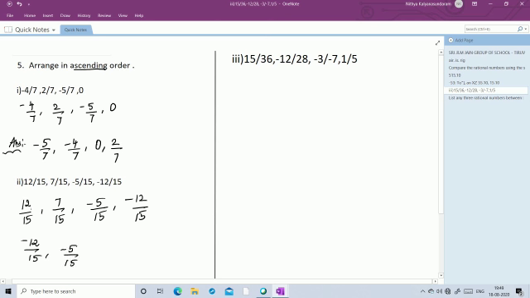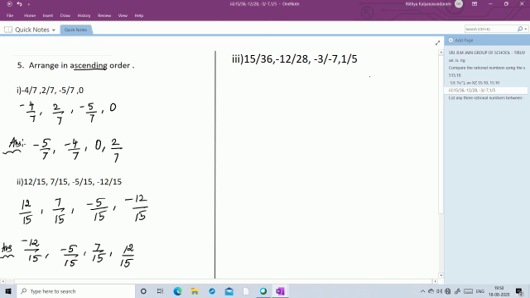Then we have positive numbers 12 by 15 and 7 by 15. So which is the smallest number? 7 by 15, then 12 by 15. So always remember, if you have two negative rational numbers, the greater number is the smaller number. And third question, here the denominators are different.